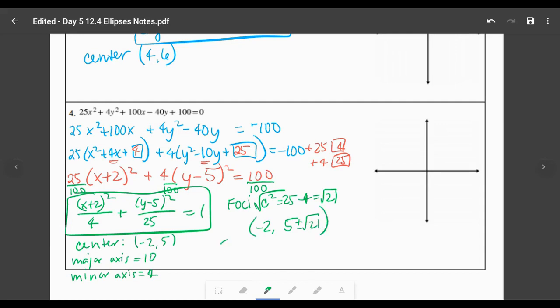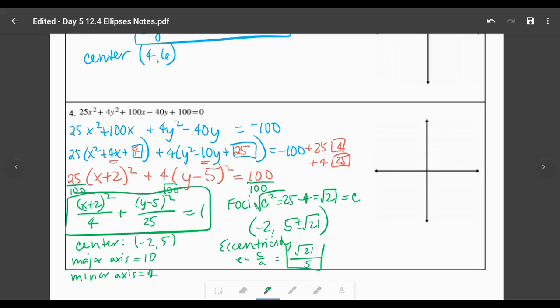All right, and then the last basic question is, what about the eccentricity? So that is e equals c over a. And c is equal to root 21. And the reason for that is because the foci, that is equal to just c. All right, over a, which is the larger of the two denominators, take the square root of that, that's 5. All right, so that is my eccentricity.